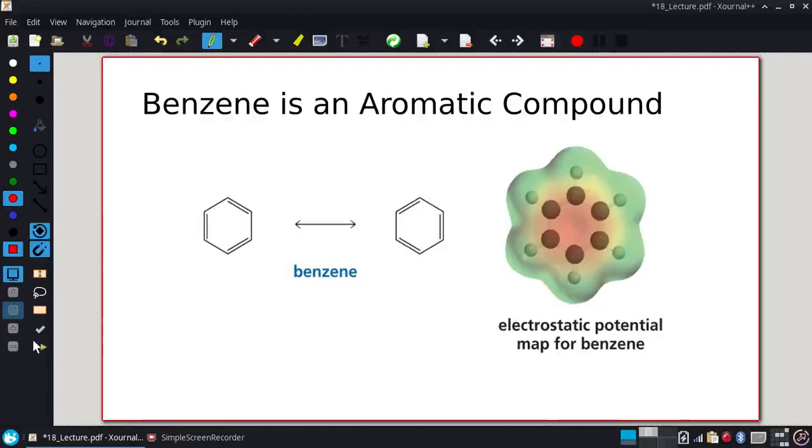That high amount of electrons from those pi bonds creates the reaction center that's going to drive all of our reactions, and it actually creates the entire functional group and all the rules with regard to naming.